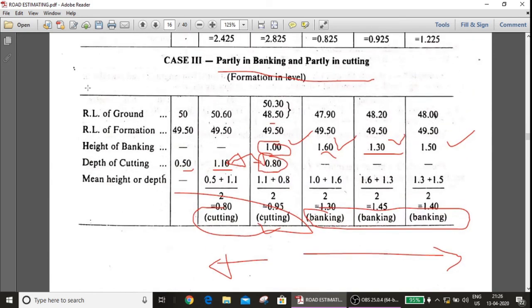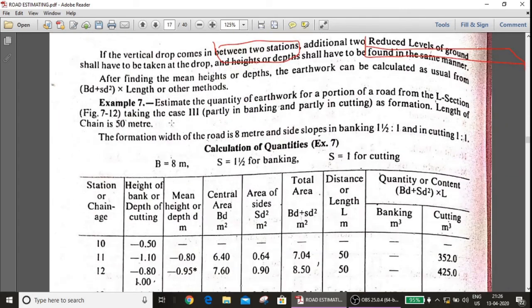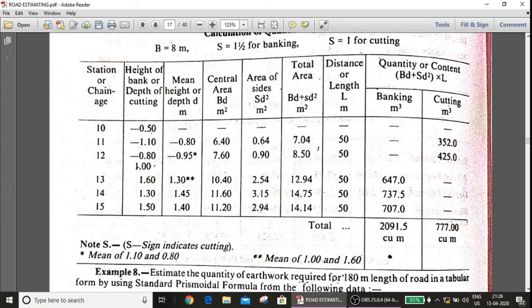Now the author has given this, and we will solve the full problem. Here they have given example number 7. Estimate the quantity of earthwork for a portion of a road from the L section, taking the case third, partly in banking, partly in cutting as formation. Length of the chain is 50 meters. For the same data, they have found the cost. Estimate the quantity of earthwork and also the cost.